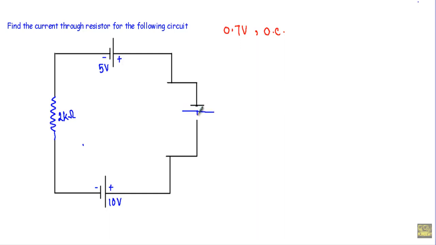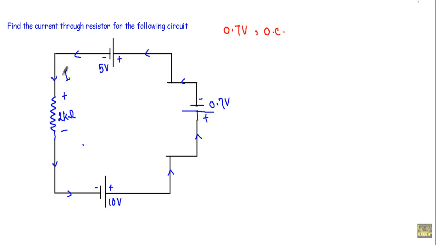See, I have replaced this diode with a voltage source of 0.7 volt whose positive terminal is at this side and the negative terminal at this side, and in this circuit the resultant current will flow in this direction. Let's say that current is I. In this 2 kilo ohm resistor, the current will be entering from this direction, so this terminal will be positive and this terminal will be negative.